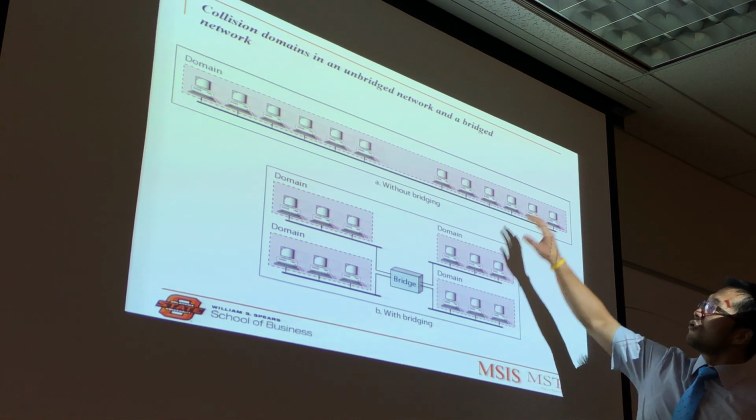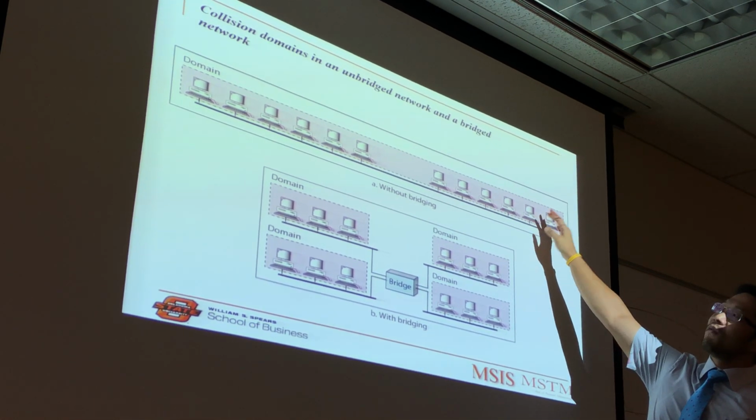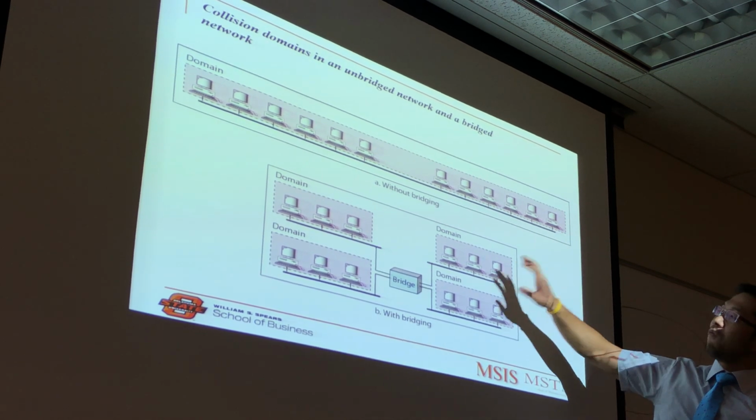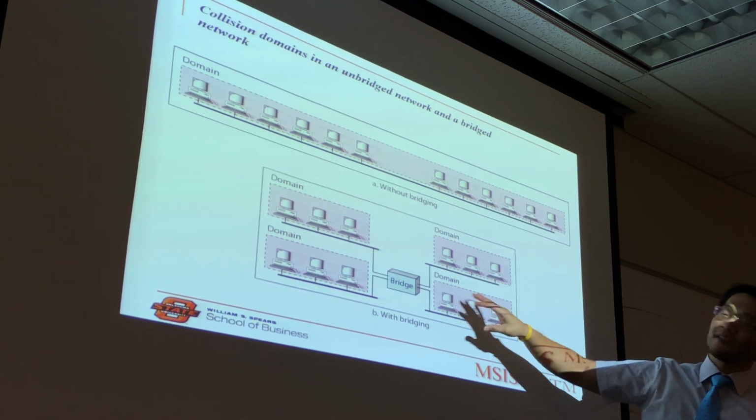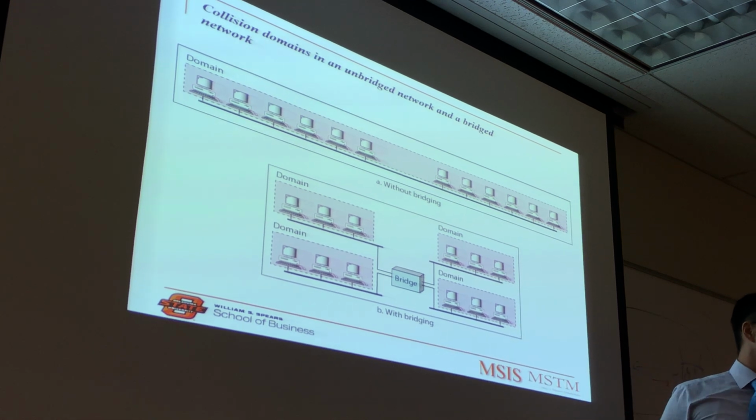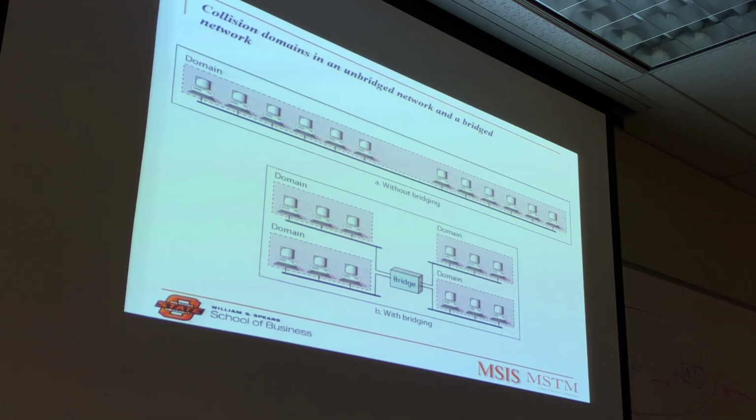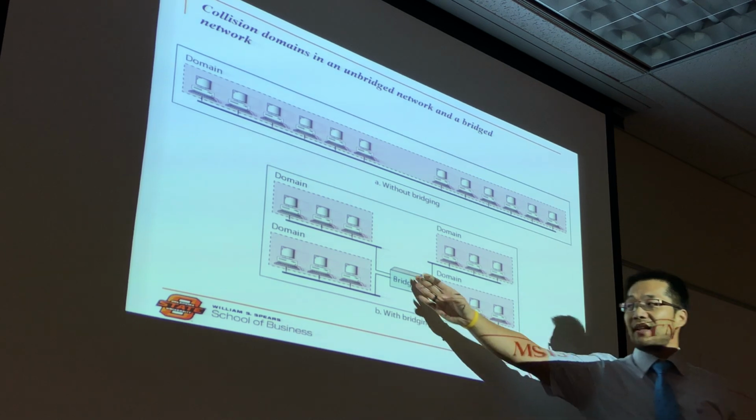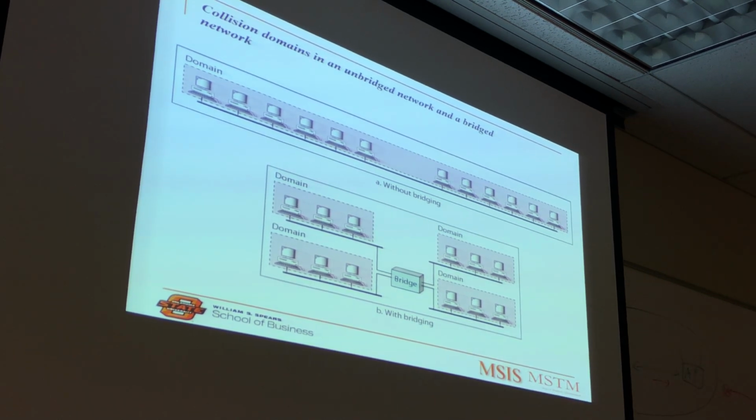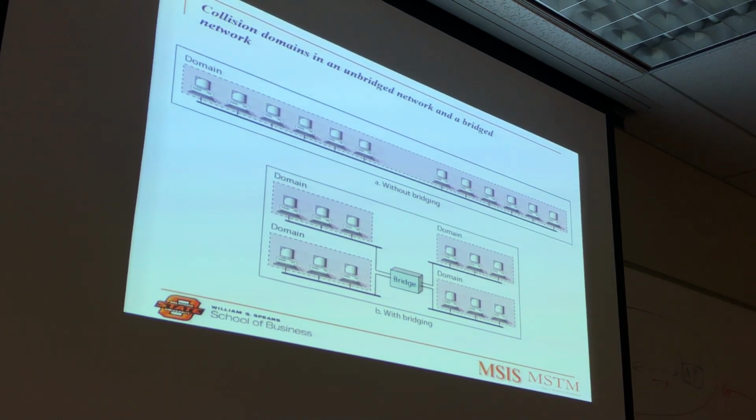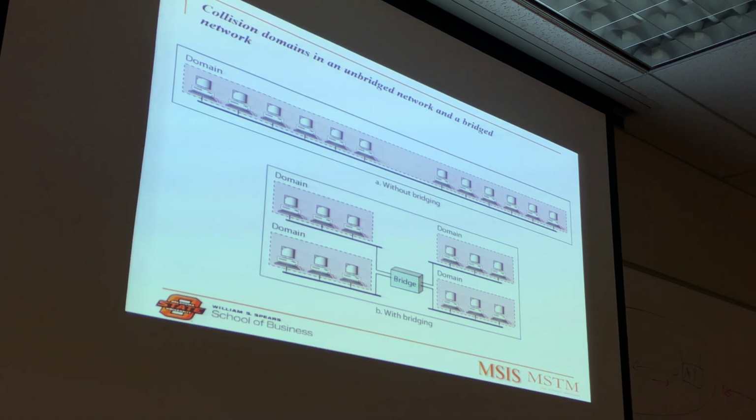So you see 1 collision domain for a single network here, 4 collision domains for a single network here. Which one is better? Bridge network, right? So you want to divide a single network into multiple segments using this filtering device that does selective forwarding. And in that case, you are dividing a single network into multiple collision domains.